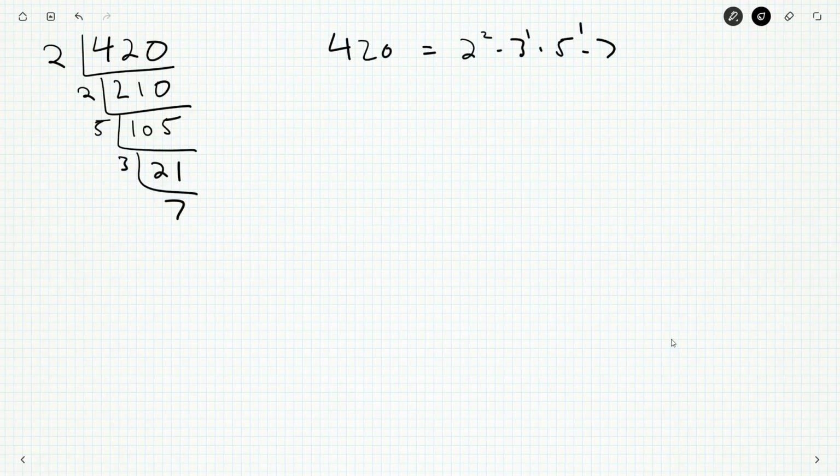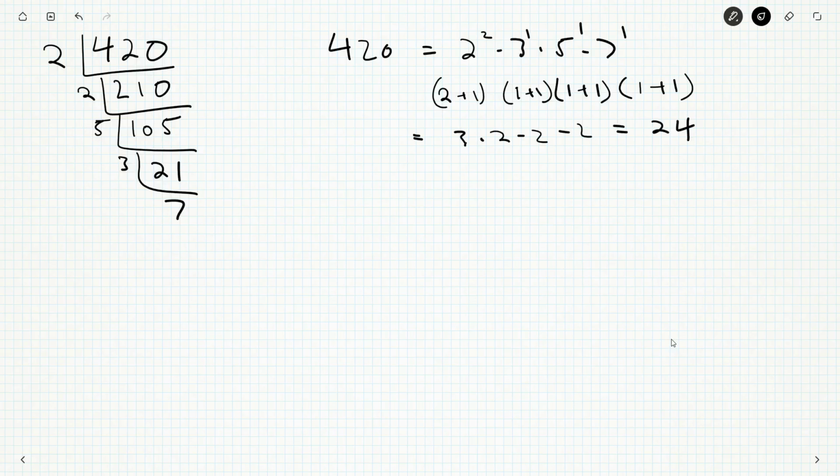This is technically 3 to the 1, 5 to the 1, 7 to the 1. If you haven't seen this, this is a pretty nice trick. How many factors do we have? We have (2 plus 1) times (1 plus 1) times (1 plus 1) times (1 plus 1). We just take the exponents of different primes. So we'll get 3 times 2 times 2 times 2, which is 24. So we're looking for 24 factors. And now if I start making my list, I'll know if I've left something out.